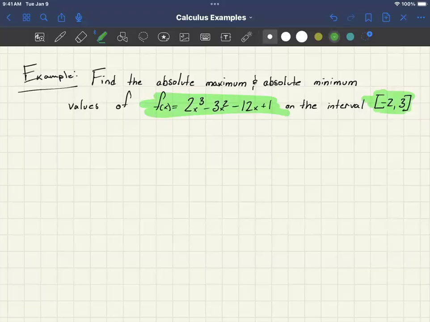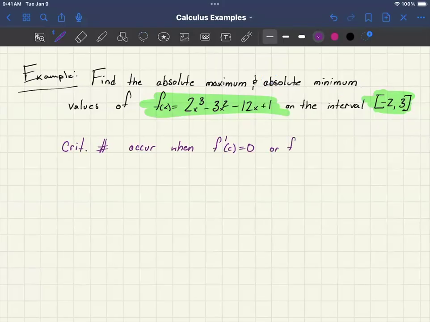So when we talk about finding absolute maximums and minimums, that means we're going to be looking at critical numbers. That's the first thing we notice here. We don't use the word critical numbers, but that's what we're looking for. And critical numbers occur when our derivative is equal to 0, or our derivative does not exist.